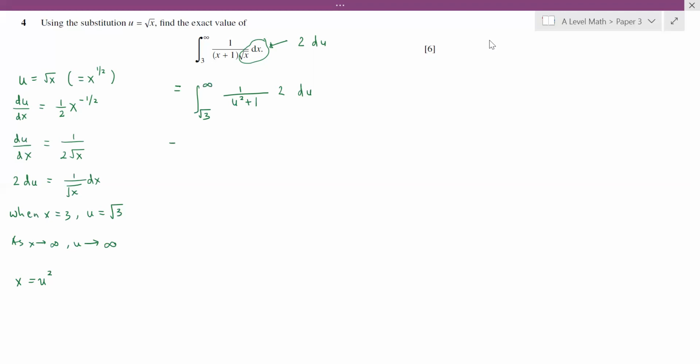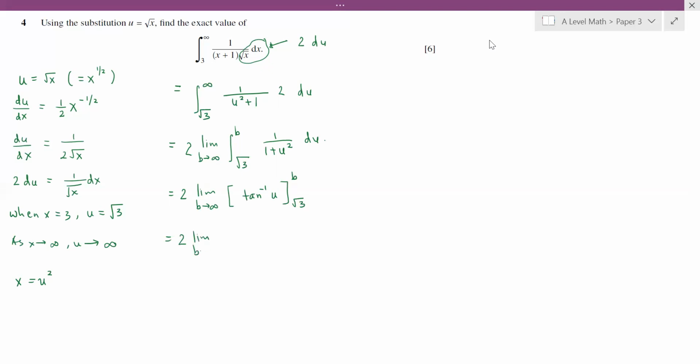Since this is an improper integral, and there is a 2, we can pull the 2 all the way out. We switch the infinity into b and take the limit as b approaches infinity. We have 1 plus u squared in the integral. So the integral of 1 over 1 plus u squared is arctangent. We have 2 here, then the limit as b approaches infinity. This will give us arctangent of u from square root of 3 to b.